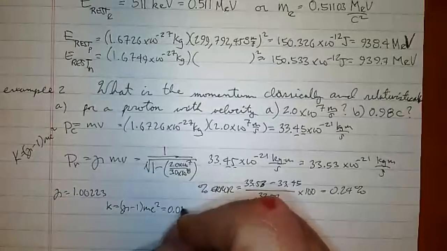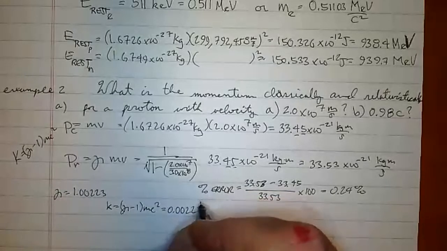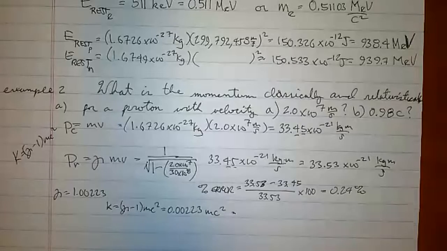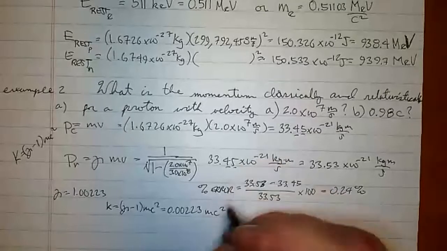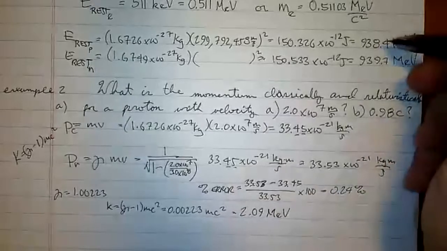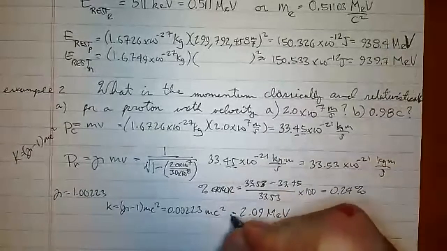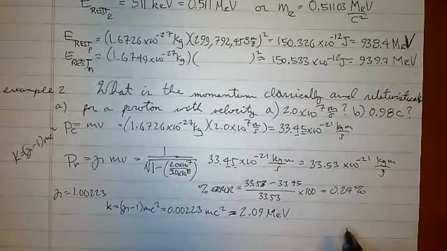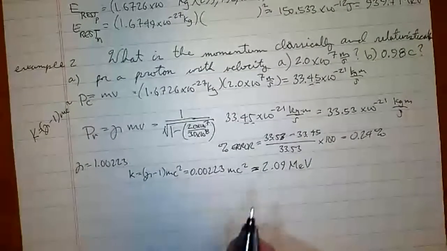So kinetic energy is gamma minus 1 times mc squared. So that would be 0.00223 times mc squared. So I'm going to say times 938.4. And that gives me 2.09 MeV is the energy of that. So the rest energy is 938.4. This is 2.09. So if it's not an appreciable percentage, like at least close to say 10, 15%, then you don't have to use relativity. Unless you need like the third, fourth, fifth decimal place or something god awful like that. So that's part A. Let's look at part B, and you'll see a significant difference goes on there.